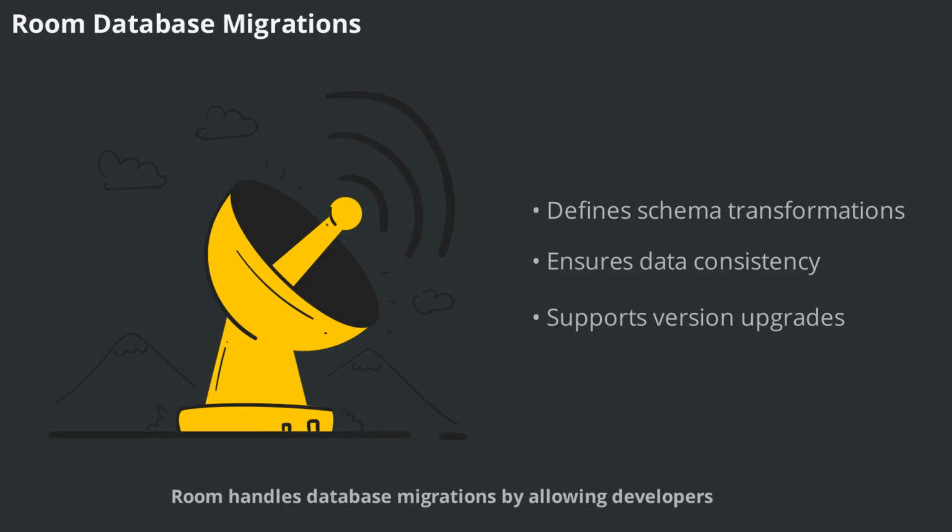Room handles database migrations by allowing developers to define transformation strategies for schema changes. When the database version is incremented, migration objects specify how to update the schema, such as adding new columns or modifying tables. This ensures data consistency and prevents errors during upgrades. Room's migration support makes it easier to evolve your database structure as your app grows.